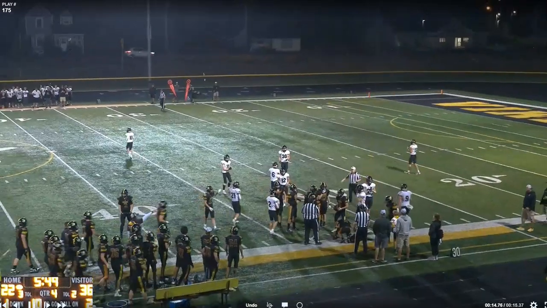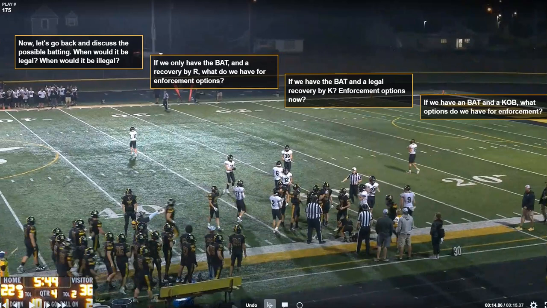All right. So now let's go down to our last options we talked about here. We just talked about what is a legal bat, what's an illegal bat. Legal is backward, illegal is forward. Okay. Now, if we only have the bat and we have a recovery by Team R, what options do we have for enforcement? So one option, if R is in legal possession at the end of this play, we can tack on the batting foul, which is 10 yards. Okay, that is the rule in high school and college.